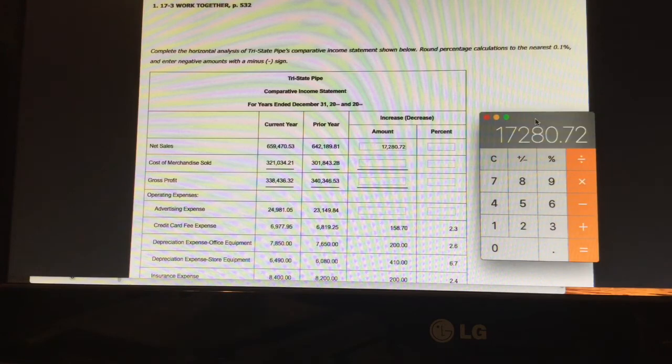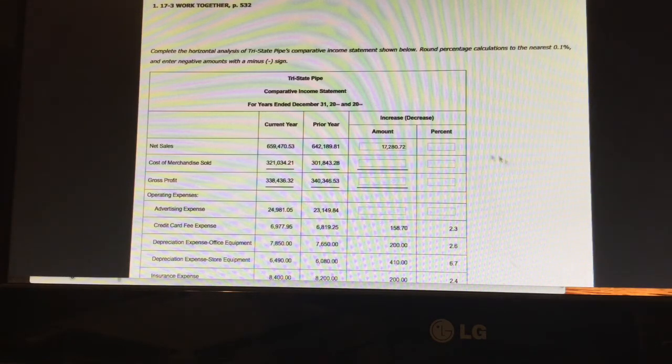The next step is to take this amount and divide it by the prior year. So I'm going to divide by 642,189.81. This is going to give me 2.7. I'm going to round because of that 9. For the sake of time, and now that you have a better understanding of what you're going to do, I'm just going to go ahead and fill in the numbers.